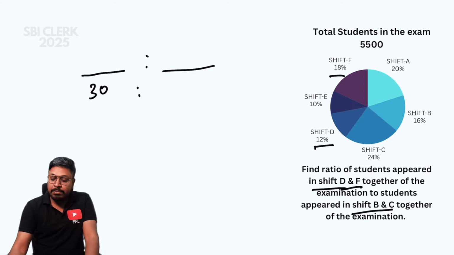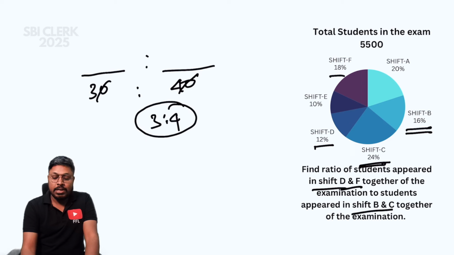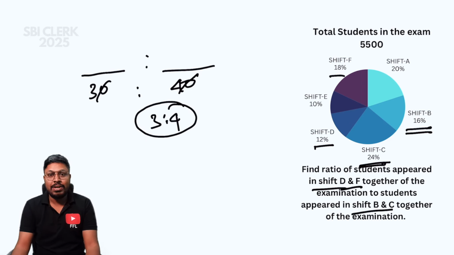Right? Next will be B and C. B is how much? 16 percentage. C is how much? 24. So 16 plus 24 will be 40. So we can cancel the zeros, and it's 3 is to 4. So the answer for this question is 3 is to 4. See how easy it is, right? Very easy. All 5 questions, surely you can crack within 2.5 minutes.